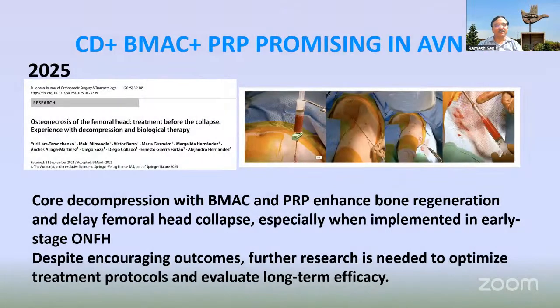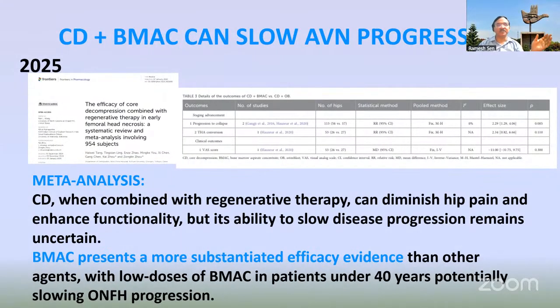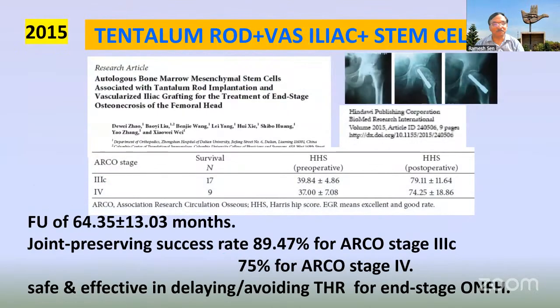Now 2025, again they put up PRP along with the BMAC, definitely with the CD, and they say further research is needed to optimize the treatment protocol. Both of them, all of them, are likely to enhance the effect when combined together. And again, another paper in 2025 said that CD, when combined with regenerative therapy, BMAC presents more substantiated efficacy evidence than any other agent. So again, favoring BMAC only.